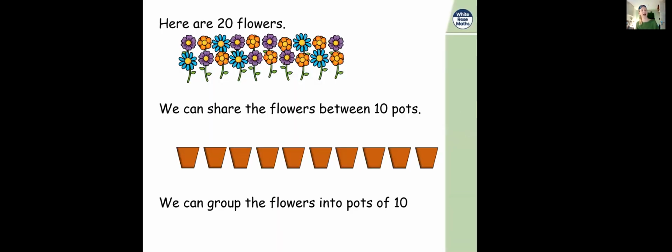Let's learn. Here we go. Dividing by 10. So here's the question. Here are 20 flowers. And we're used to these pictures of flowers now. Nice colourful flowers, 20 of them there. It says we can share the flowers between 10 pots. And we can also see those 10 pots. 1, 2, 3, 4, 5, 6, 7, 8, 9, 10 pots. It says we can group the flowers into pots of 10.